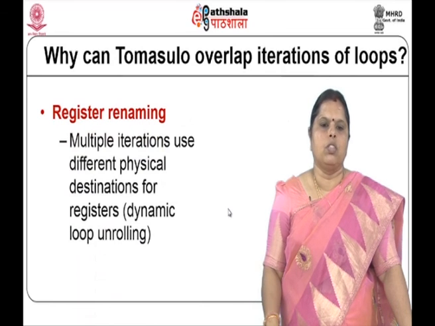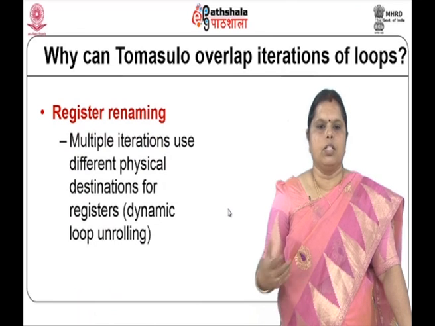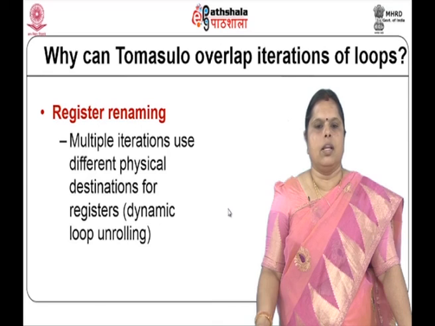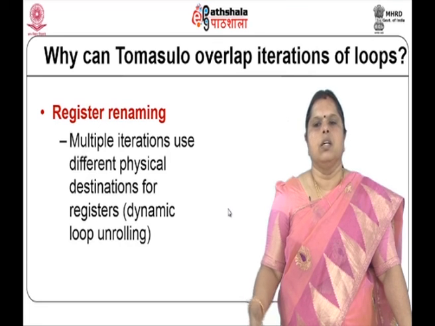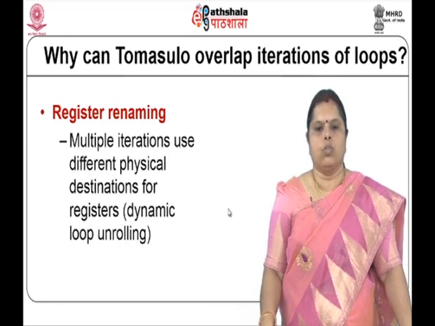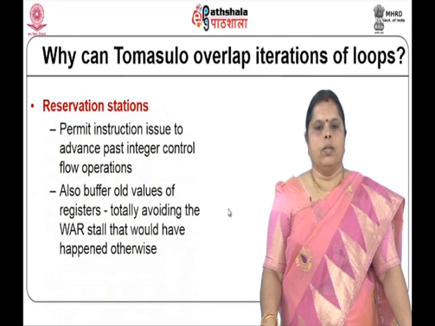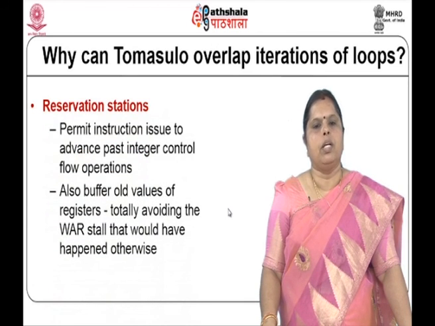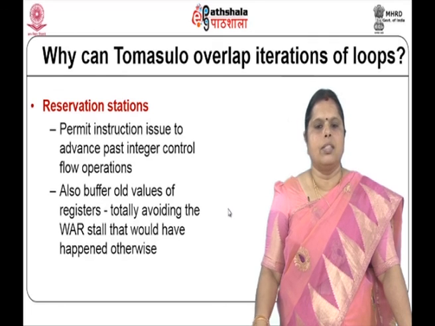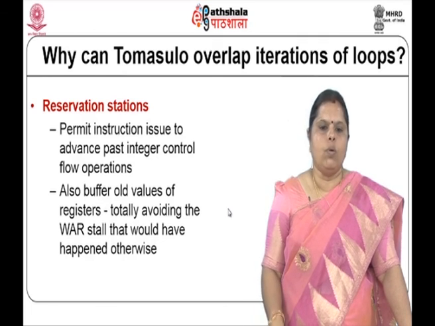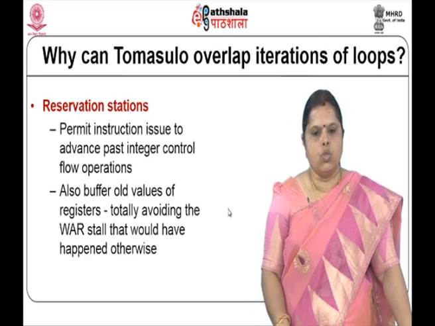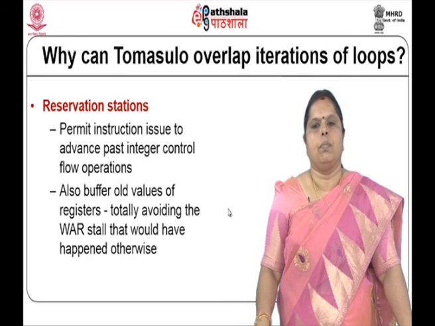And all this is possible because of the dynamic branch predictor and the register renaming process. Because of register renaming, we are able to overlap multiple iterations that use different physical destinations for registers, which happens because of your dynamic loop unrolling. The reservation stations permit instruction issue to advance past the integer control flow operations, and you are also able to buffer the old values of registers. So this totally avoids the WAR stall that would have happened otherwise.